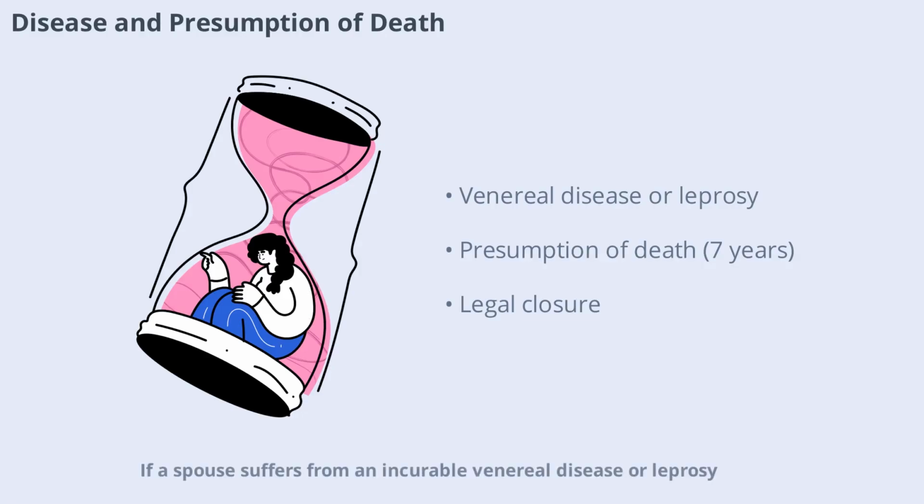If a spouse suffers from an incurable venereal disease or leprosy, or if a spouse has not been heard from for at least 7 years, the other party can seek divorce. These grounds address situations where the marriage cannot function due to health or uncertainty about a spouse's survival, providing legal closure to the affected party.